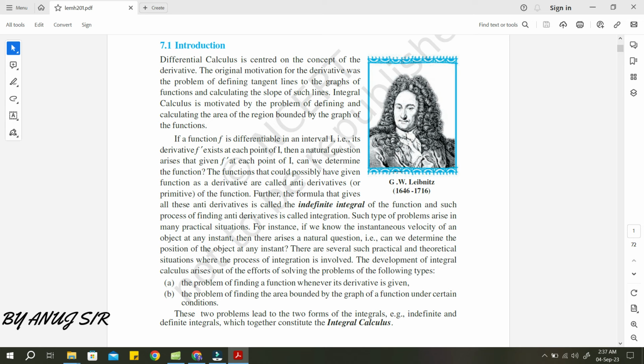Now we'll move on to the basics. We have done the introduction part and understood it. Now we'll study some basic formulas that we need to have in calculus, or in this integral calculus.